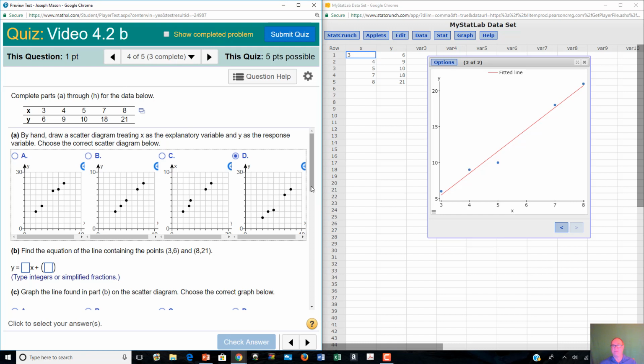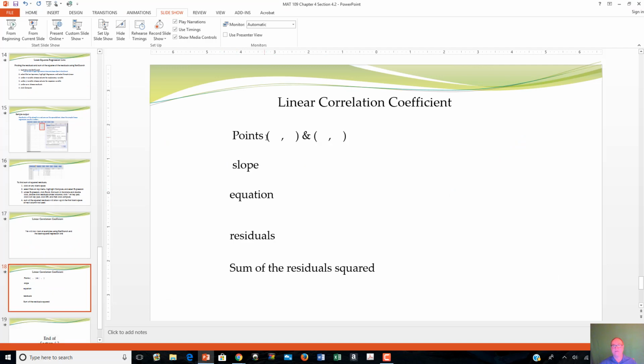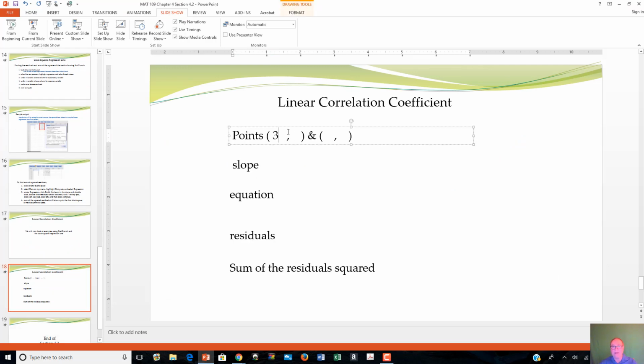Now, here's the problem. It says find the equation of the line containing the points (3, 6) and (8, 21). Now we're going to have to do this by hand. So I have to go to scratch paper to do this. Let me see if I can remember. (3, 6), (8, 21). So if I go over here, I'm going to have (3, 6), (8, 21).